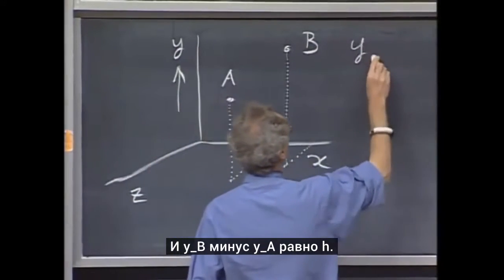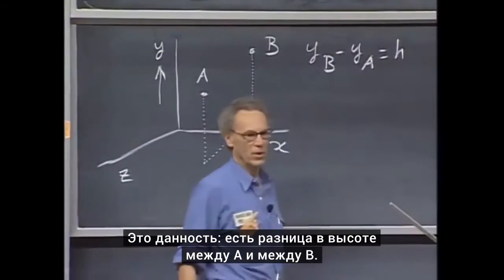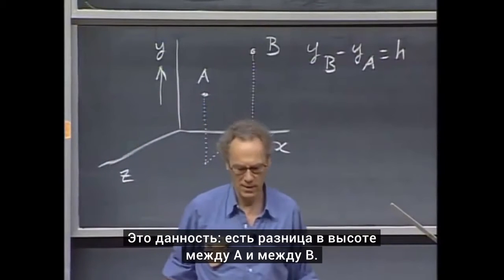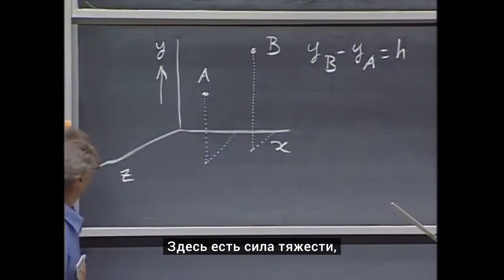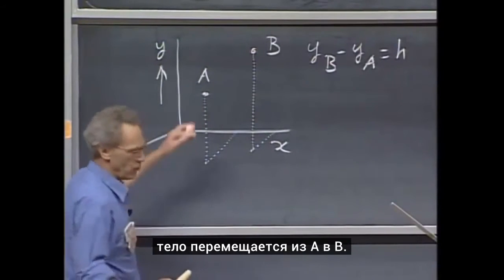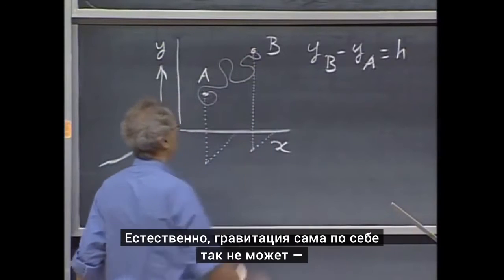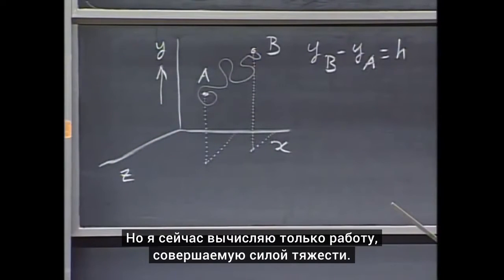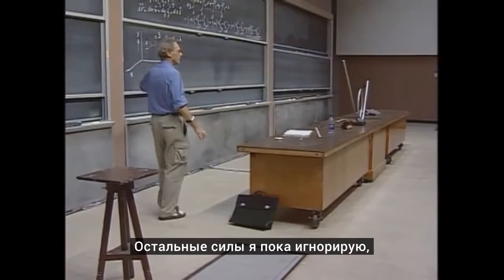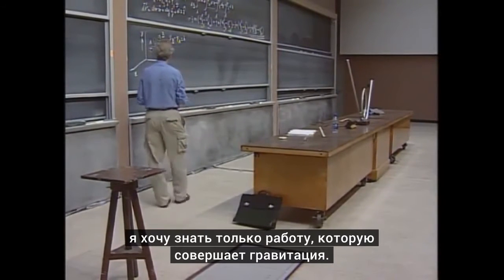And y of B minus y of A equals h. That's a given. So there's a height difference between A and B. There's a gravitational force. The object moves from A to B. Suppose it moves in some crazy way. Of course, gravity alone could not do that. There has to be another force if it goes in a strange way. But I'm only calculating now the work that's going to be done by gravity. The other forces I ignore for now. I only want to know the work that gravity is doing.